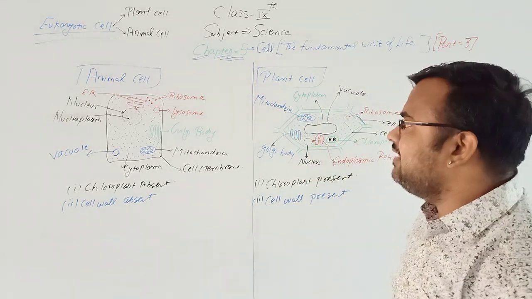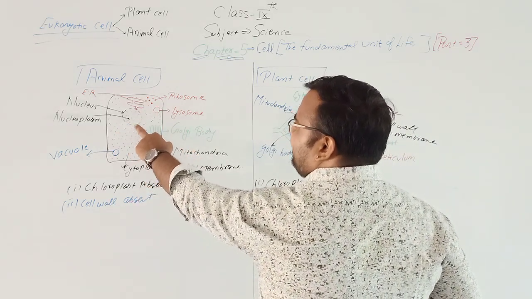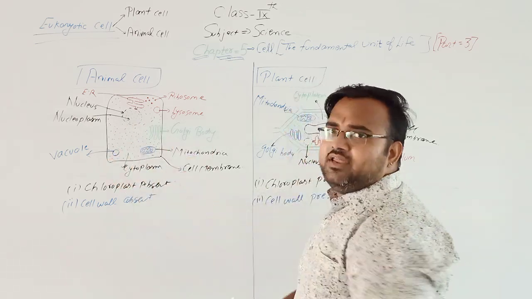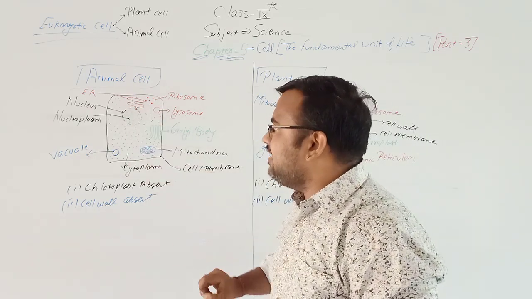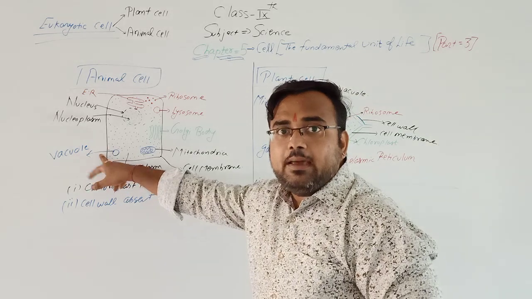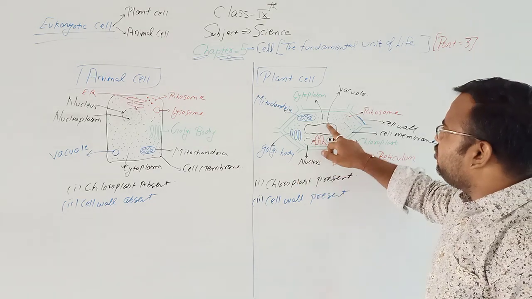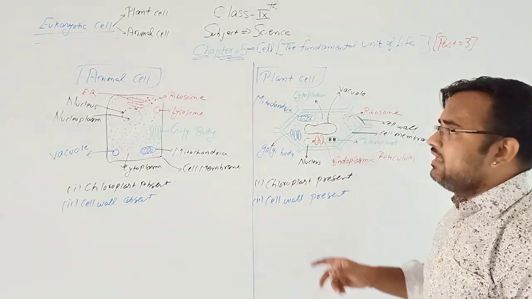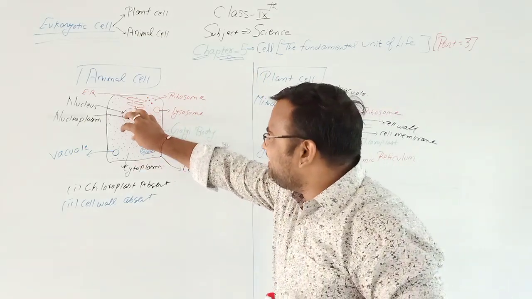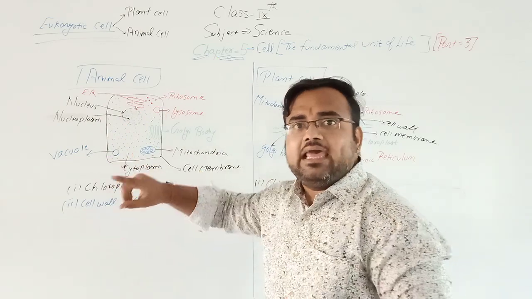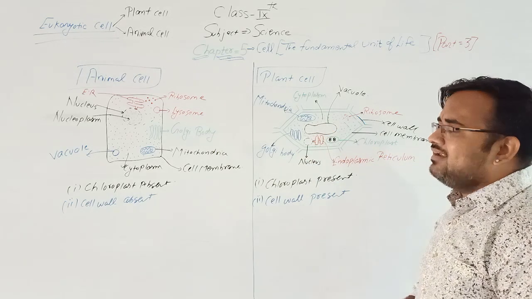Now the third difference we can see here: the nucleus is at the center. In animal cell, the nucleus is at the center and the vacuole is at the periphery. In the diagram, the nucleus is present at the center of the cell and the vacuole is present at the periphery. But in plant cell, the nucleus is present at the periphery and the vacuole is present at the center. These are exactly opposite in case of nucleus and vacuole.